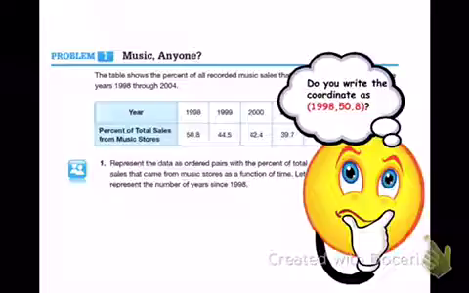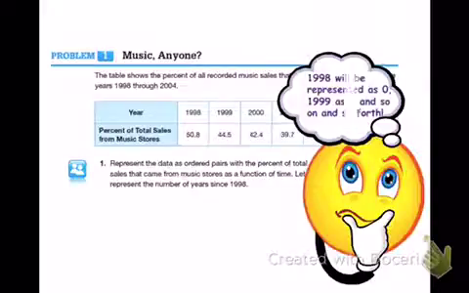This is not how we're going to write it. Do we write the coordinate as 1998, comma 50.8? The answer is no, because X represents the number of years after 1998. So 1998 would be considered the first year or the second year, or how will it be? So 1998 will be represented as 0. 1999 will represent year 1. That's a year since 98. 2000 will be represented by year 2, and so on.